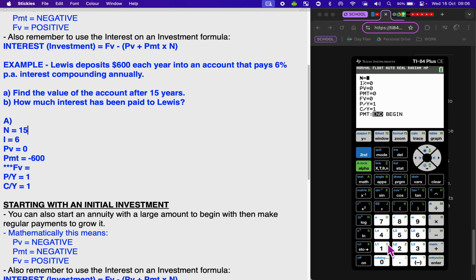So on the calculator, 15, 6, nothing, negative 600, solving for FV, 1 and 1. So alpha, enter. That tells me that at the end of 15 years, there is $13,965.58 to 2 decimal points in the account after 15 years. Which is a nice chunk of money.